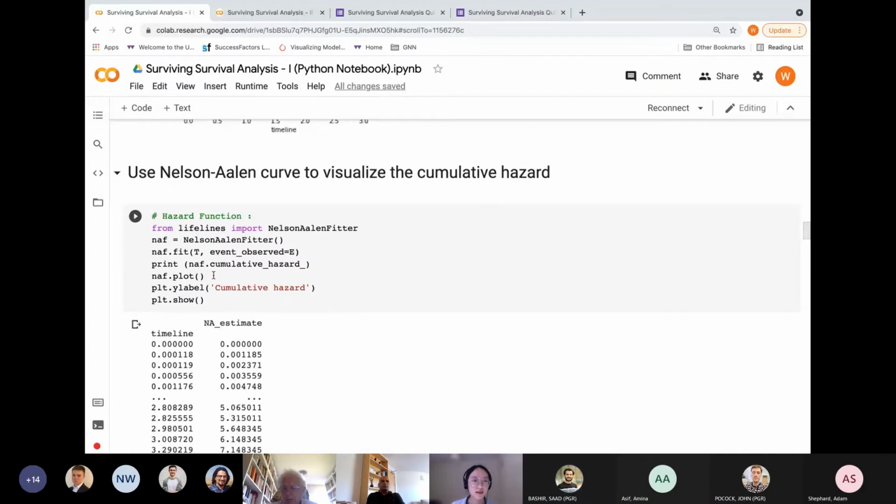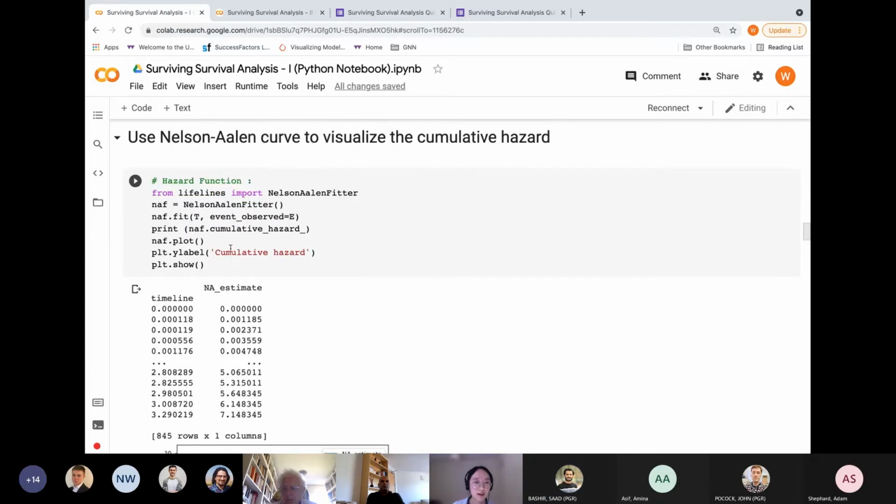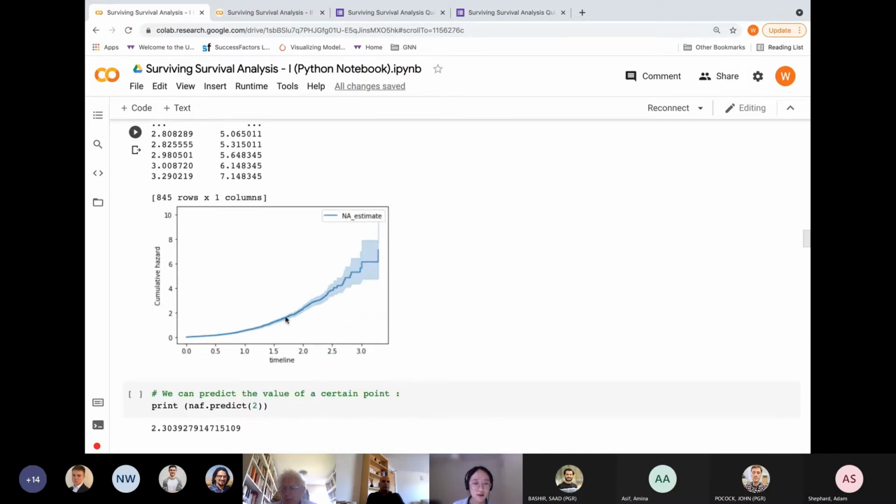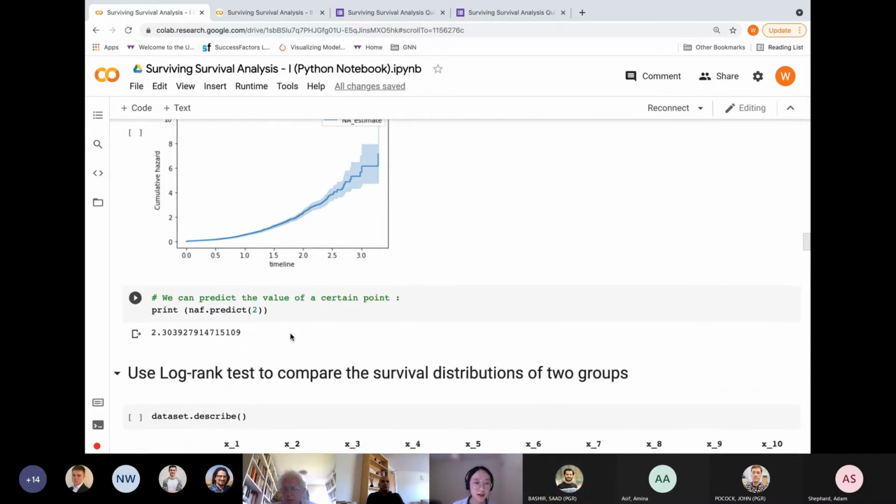Okay, the second one that we discussed is how to use the Nelson-Aalen curve to visualize the cumulative hazard. Here we call the Nelson-Aalen fitter from the lifelines package, and we fit it on the time and event columns, and then we can get this plot. You can see that as time increases, the cumulative hazard increases.